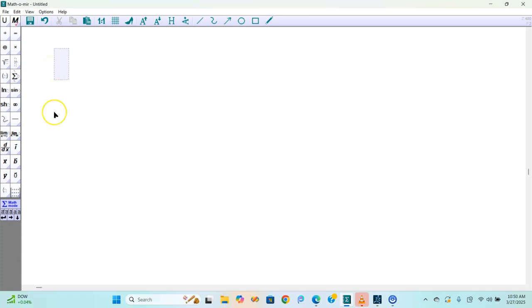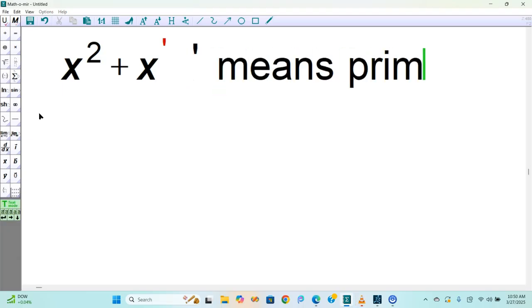Welcome. Let's take a look at what happens when we use parentheses versus when we don't in math, with derivatives, that is. So imagine we have the following expression, x squared plus x, but the x has over here a little apostrophe. Now remember, this apostrophe in this context, this little symbol means prime. It means you should differentiate the expression.